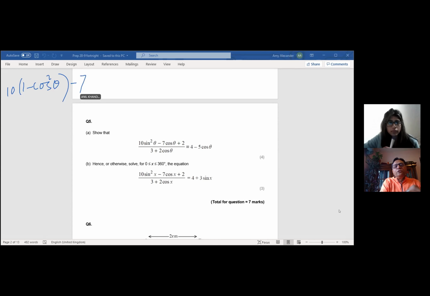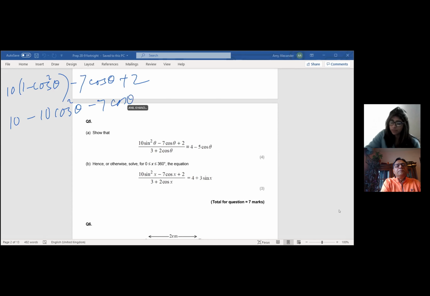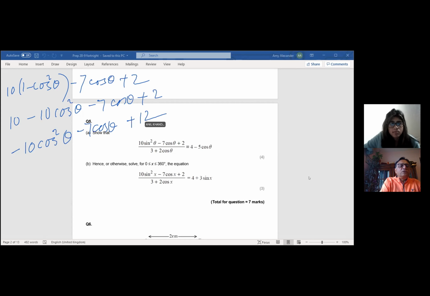So we'll independently do numerator and denominator. Let's look into this numerator. So we get 10 minus 10 cos squared theta minus 7 cos theta plus 2. And this could be written as minus 10 cos squared theta minus 7 cos theta plus 12. You can take minus common, and then you can try to factor this, correct?